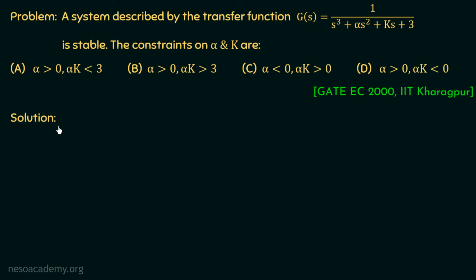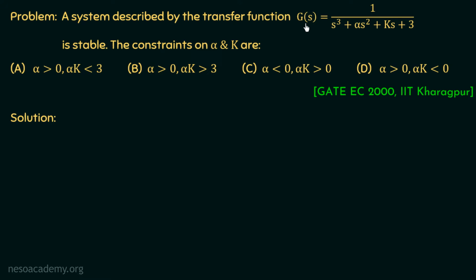In this problem, we are given a system function, that is the transfer function, G(s) equal to 1 over s cube plus alpha s squared plus ks plus 3. And we are also given that this system is stable. Based on this fact, we need to find out the constraints on alpha and k. We are given 4 options and we need to select one out of them.